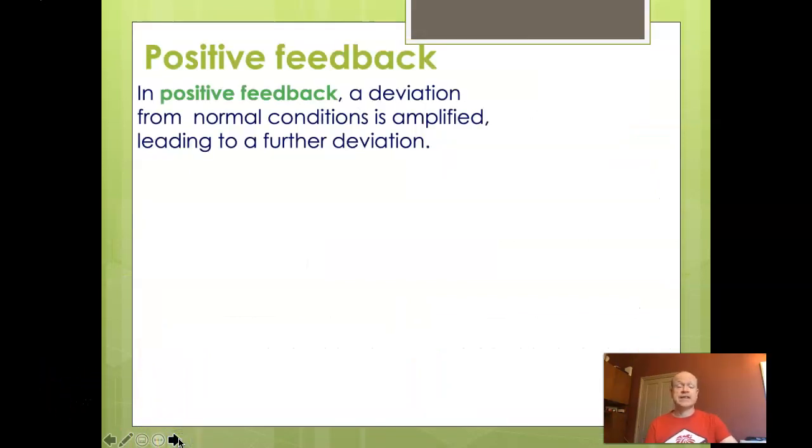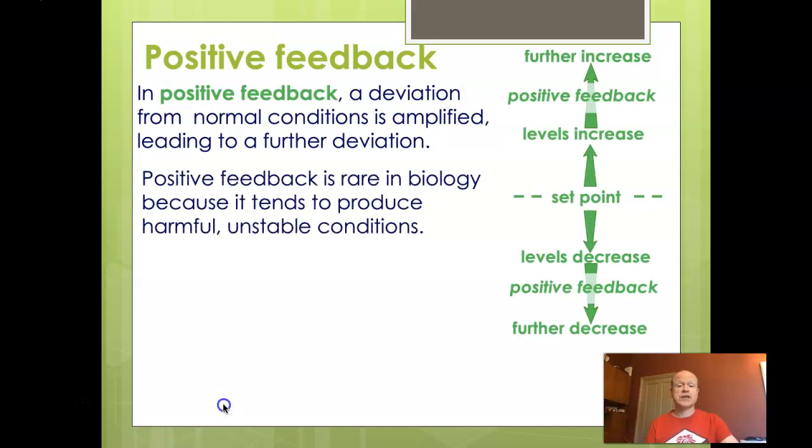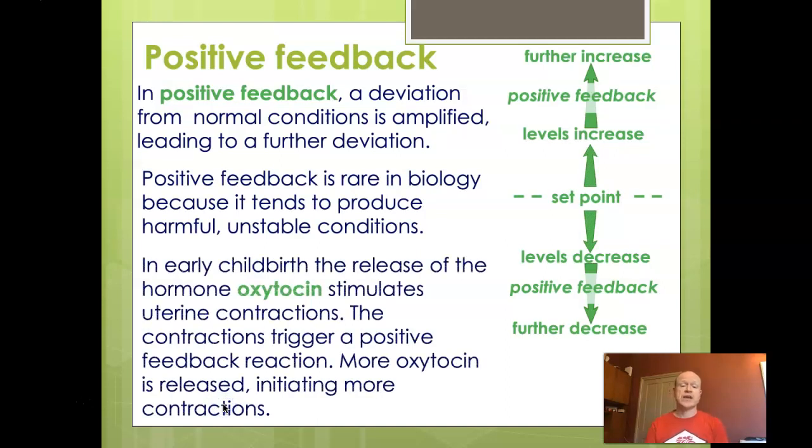Positive feedback. Here is a rare example. Something deviates from normal and then further deviates and further deviates. This is to amplify a response. And the best one to know about is thinking about pregnancy, oxytocin. So when the baby's head pushes against the cervix, the hormone oxytocin is produced.